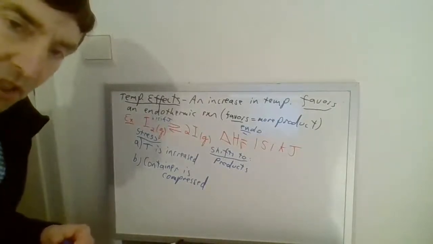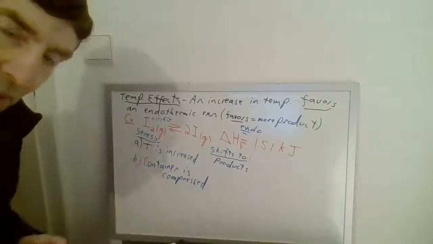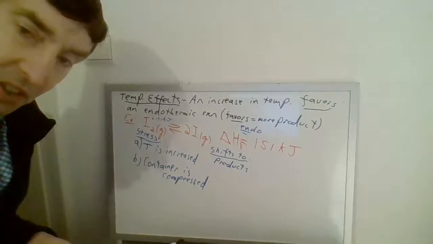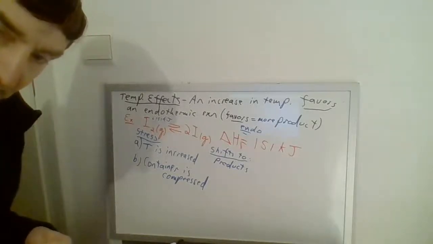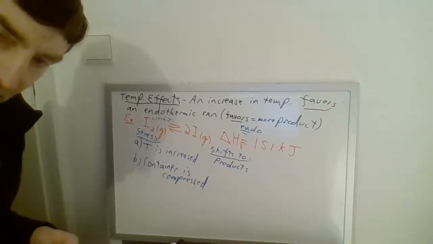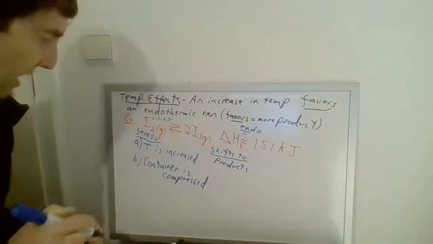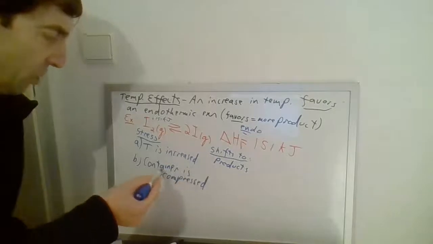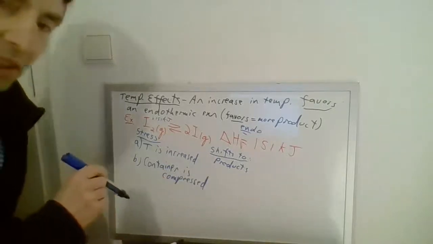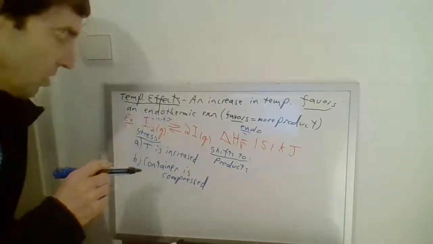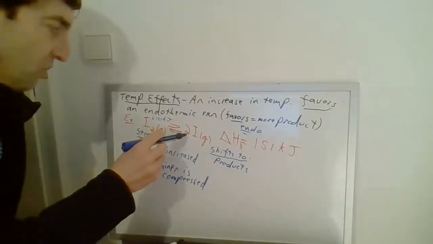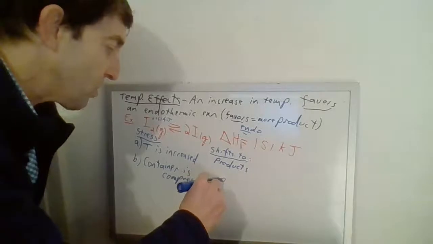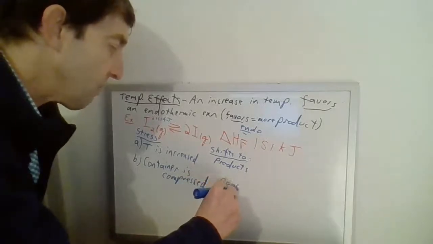So I'm going to compress the container. What will the effect be? Shift from product to reactants. Good, Bella and Chelsea. Yes, because I'm going from what? If I increase the pressure, I want to go to the side with less moles of gas. Which side has less moles? This side has 2 moles. That has 1 mole of gas. So indeed, towards the reactants.